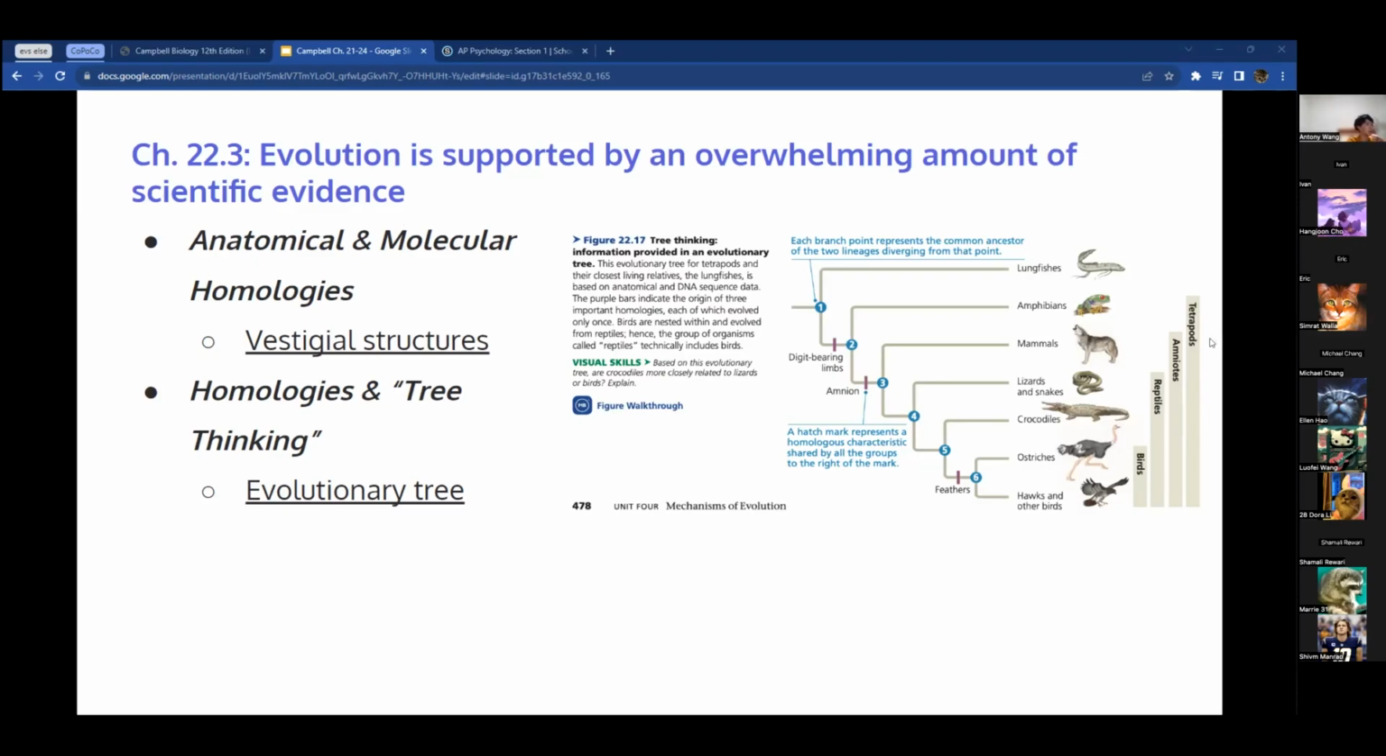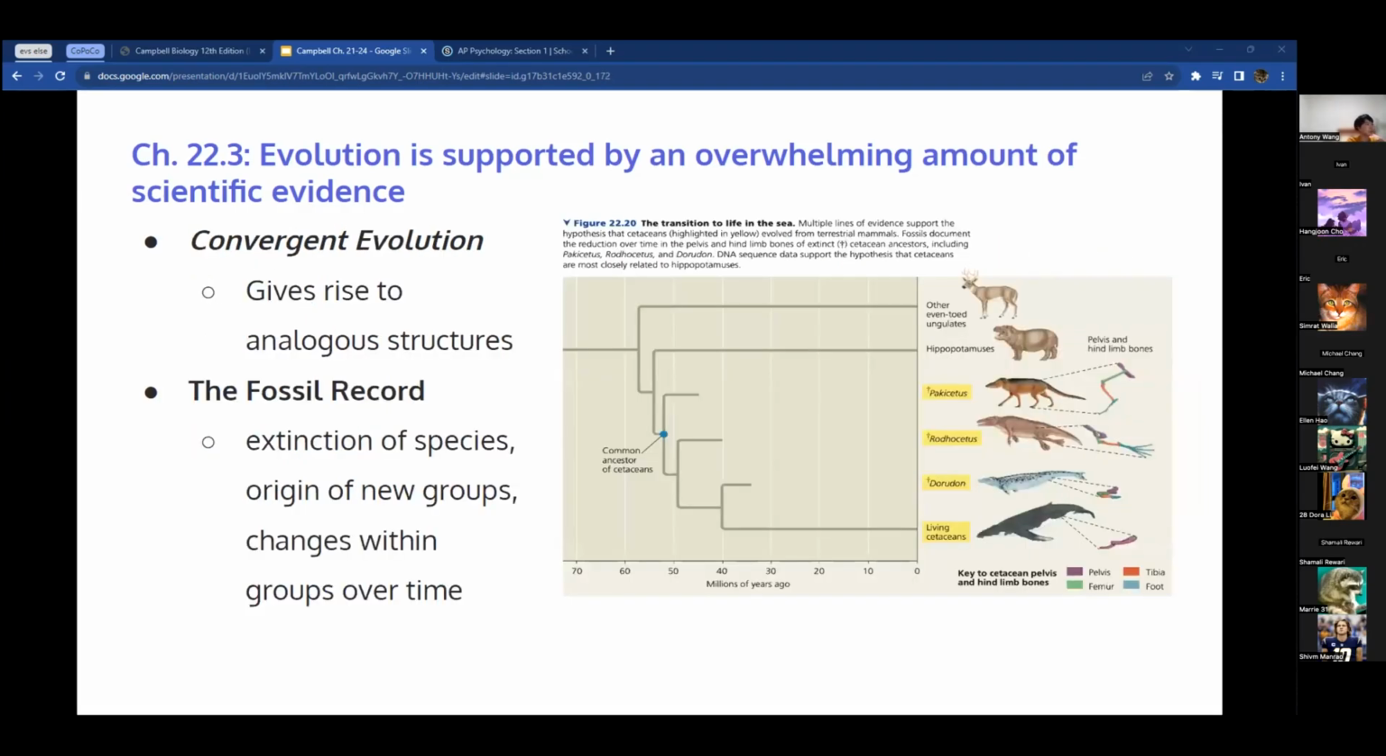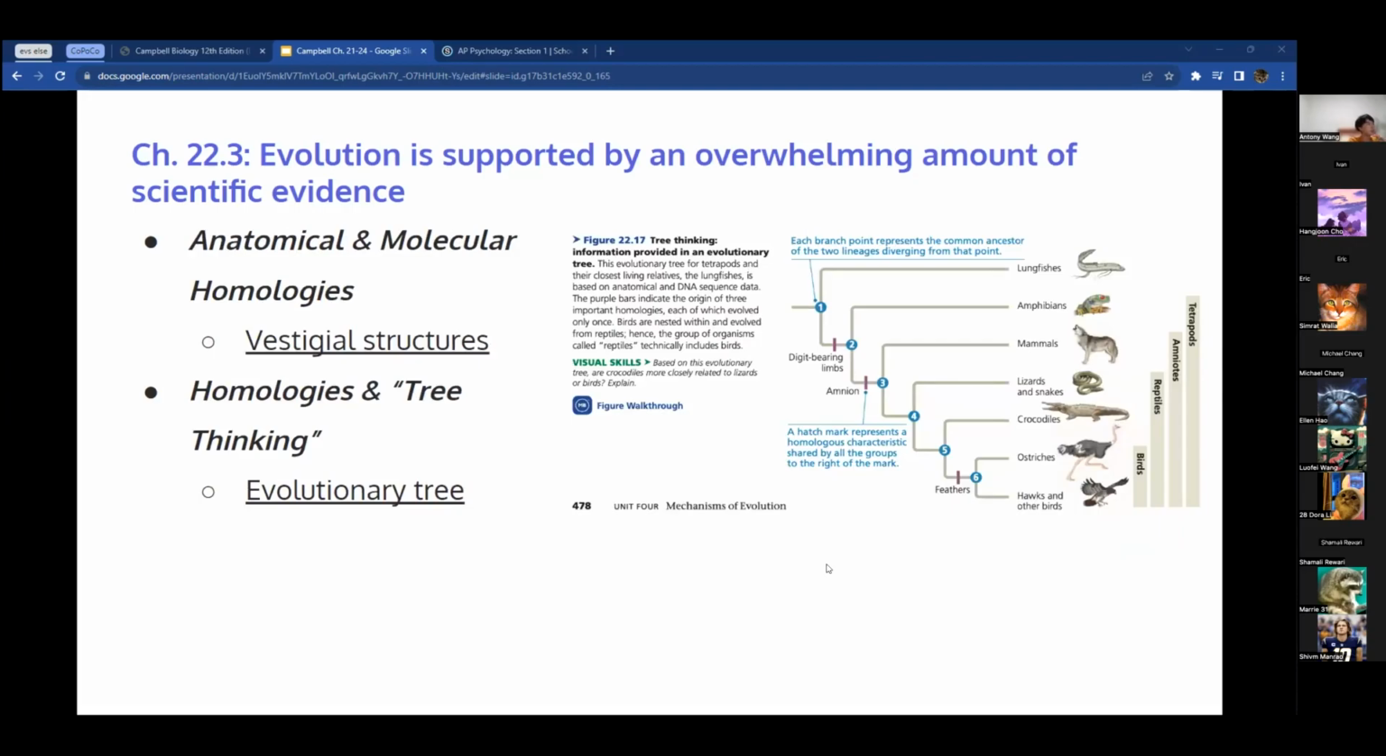Anatomical and molecular homologies. There are certain molecular homologies in DNA. Notably, I think, paralogous genes are two similar genes that... let me type that. Paralogous.